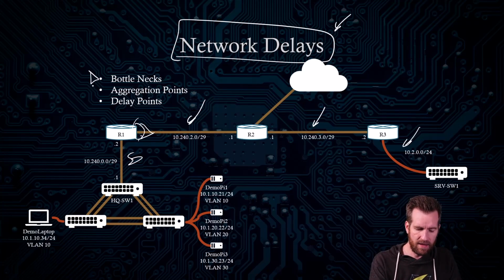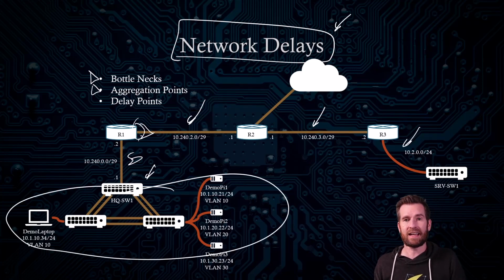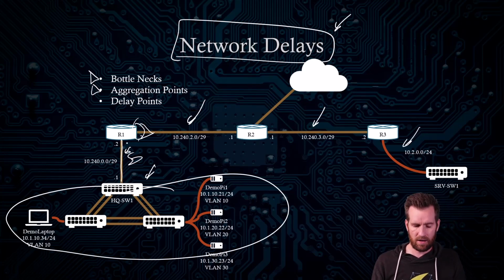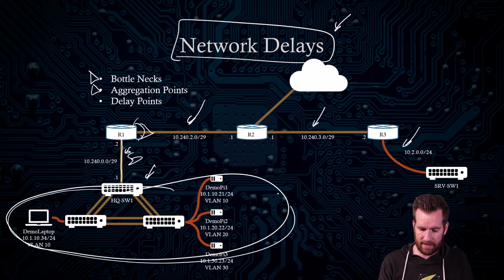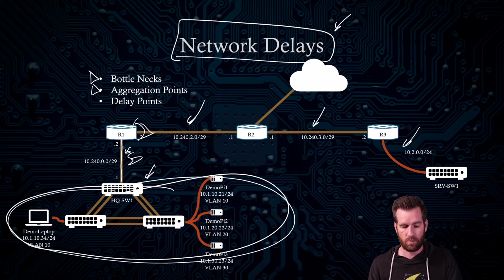Another thing that we have is aggregation points. This layer 3 switch right here has a lot of devices that are connected to it, and then it gets narrowed down to this one connection right here. So it's kind of a bottleneck as well. But the point is that there's a lot of devices that are connecting into this one connection, into this one spot.